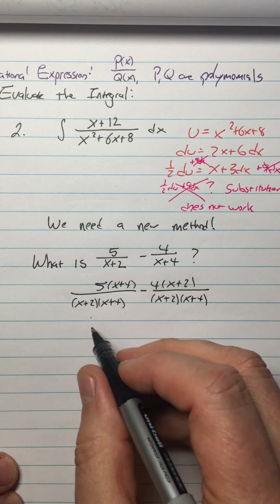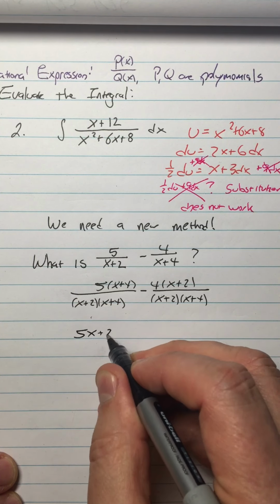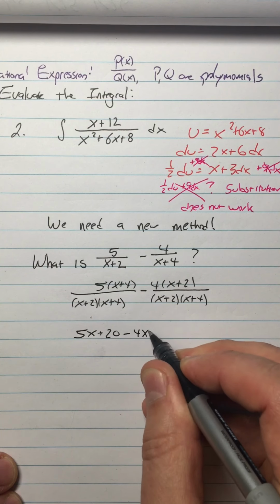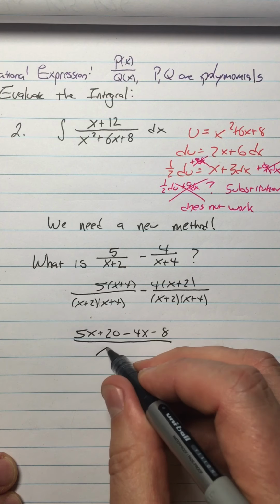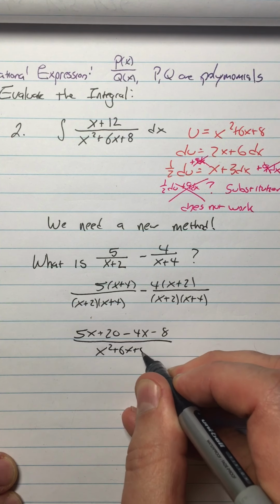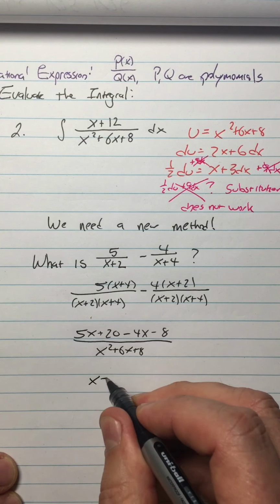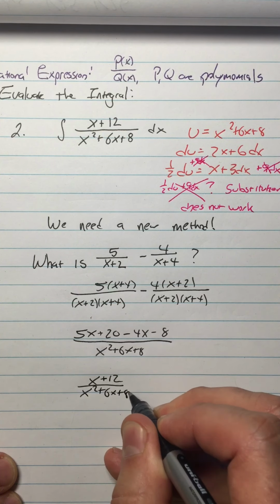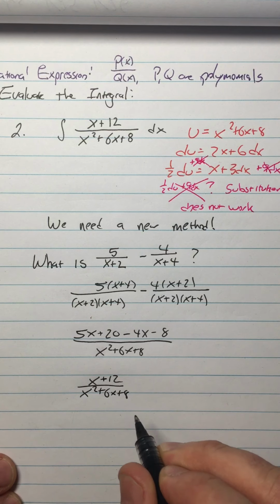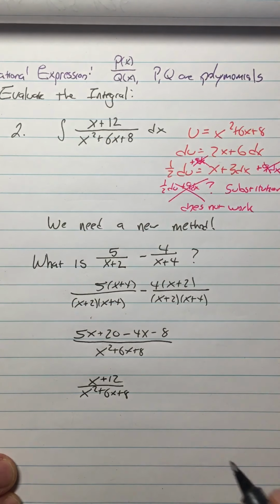All right, and then my numerator is going to be 5x plus 20 minus 4x minus 8. And my denominator, well, let's say I FOIL out the denominator. I'll get x squared plus 6x plus 8. Combine like terms, you get x plus 12 over x squared plus 6x plus 8. Hey, that looks familiar. That is this integrand.